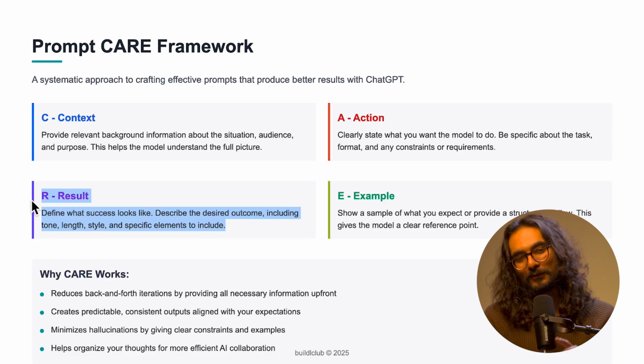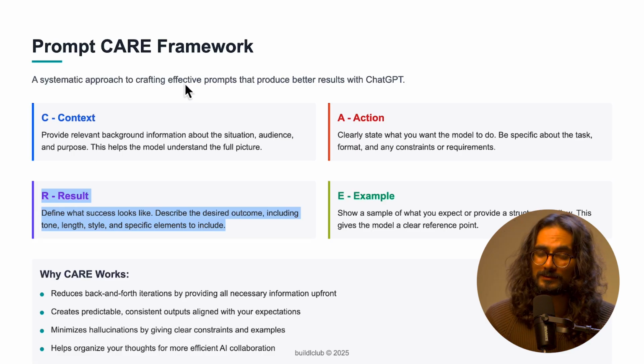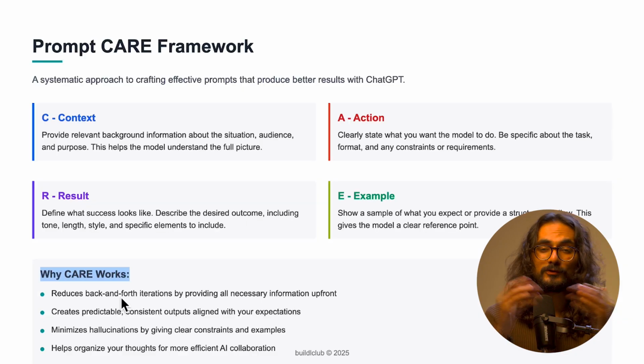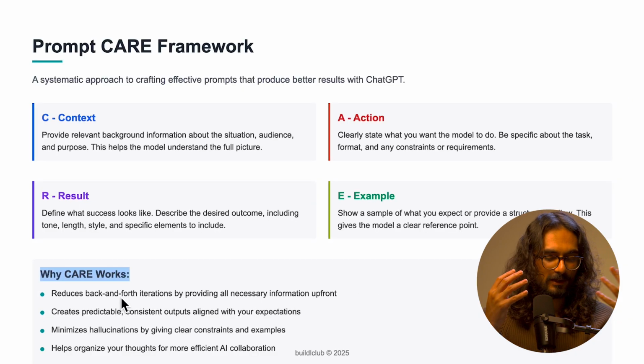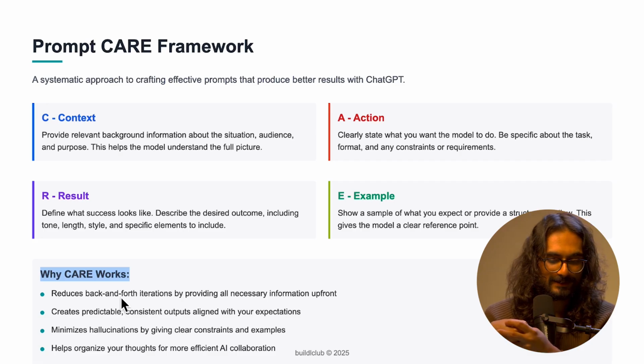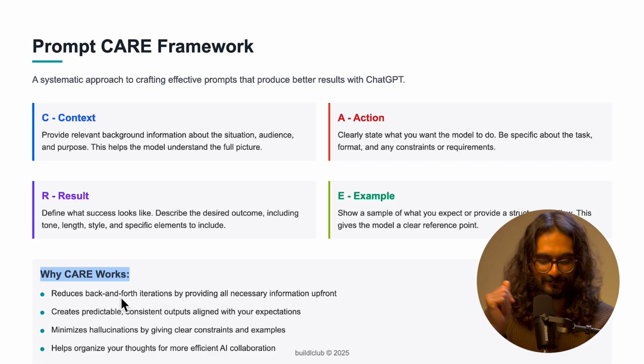And it's better to give examples. So if you're writing an email, maybe give an example of what that email looks like. If you're writing a marketing memo, maybe you can give some details in terms of where to put the call to action and things like that. We'll discuss in detail how to do this. So why does CARE work? It reduces the back and forth of iteration that we're doing. It brings reliability into it. It minimizes hallucination, and it helps you organize your thoughts in an effective way.